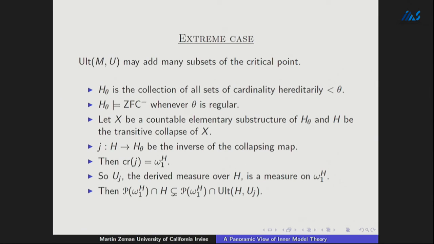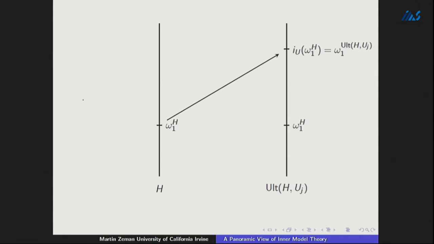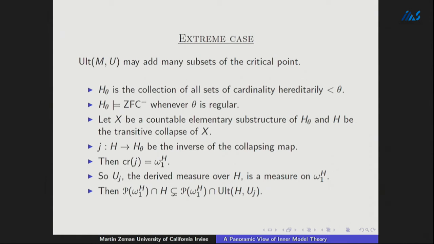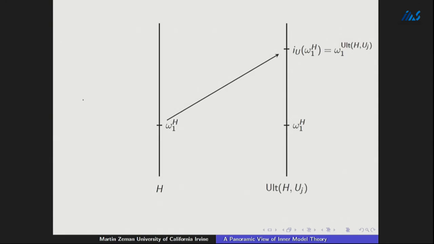So here is an extreme case, and let me just show the picture. H theta is just the usual thing, hereditary cardinality less than theta. So just take a countable elementary substructure and collapse it, and then derive the ultrafilter and take the ultrapower. I'm giving this picture because this makes the difference between M ultrafilters and measurable cardinals. Not everything which is true about measurables is true for M ultrafilters.